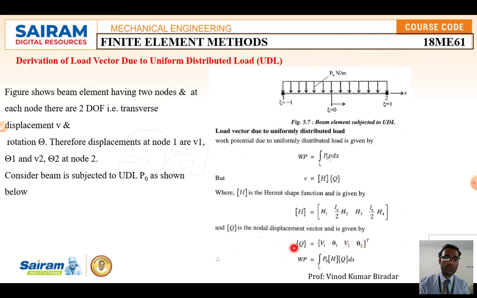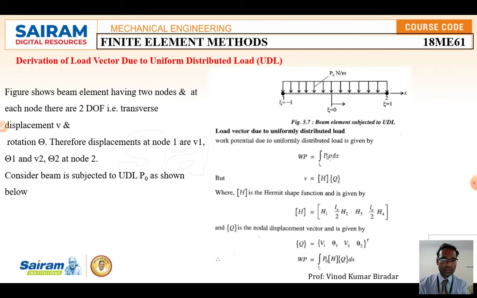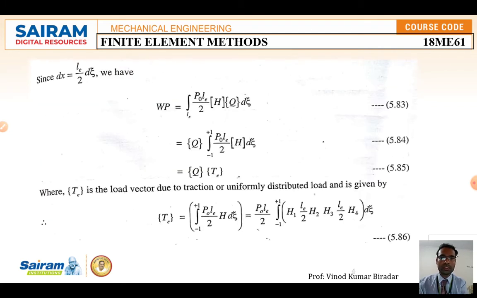But we know that the work potential for the given beam with UDL is the integration of P naught H into Q. So substitute the P, H and Q values here; H we know, and Q you know. Since dx is equal to Le by 2 d zeta, substitute the dx value here. dx is nothing but the small element strip from the given element, which is equal to half of Le into d zeta.